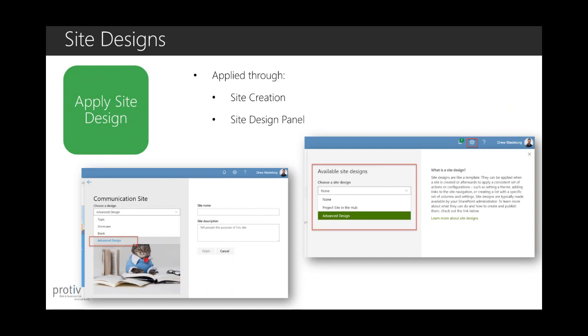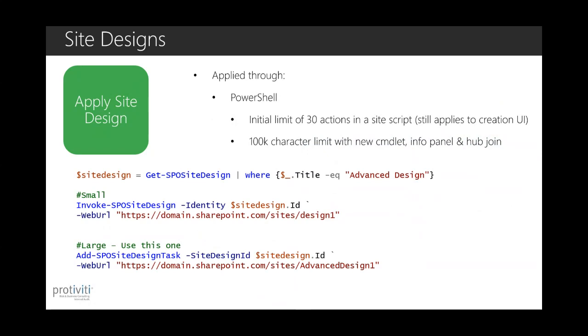Now, when you apply it, you can apply it as I showed through the UI. So you can go back in during the site creation process or do it through the site design panel. Or you can apply it through PowerShell. So if you're looking at automating any of this or instituting this as part of another provisioning process, there are two ways to do it. One, and this has changed in the past.